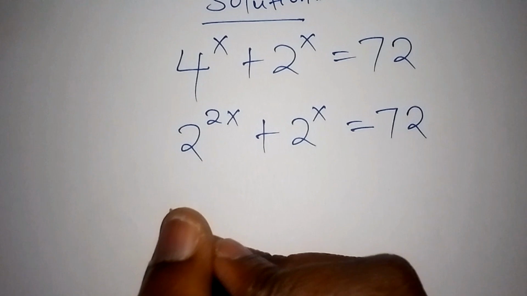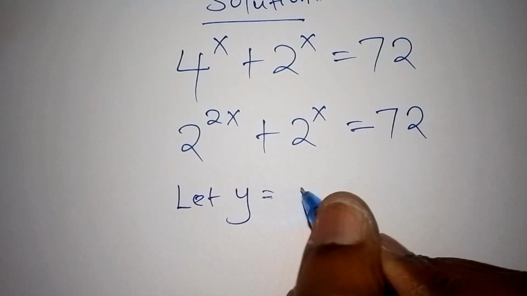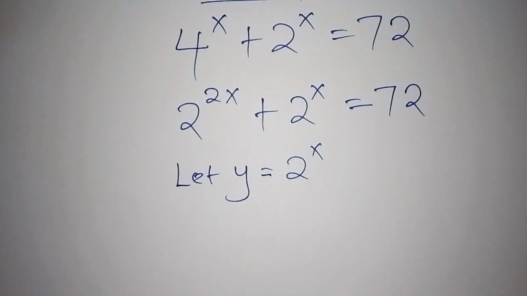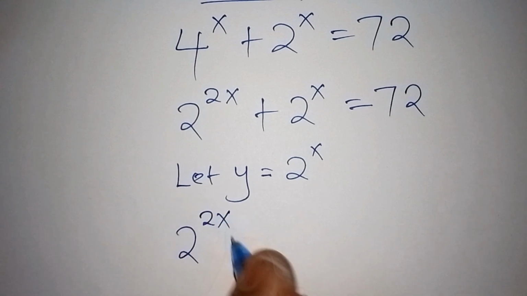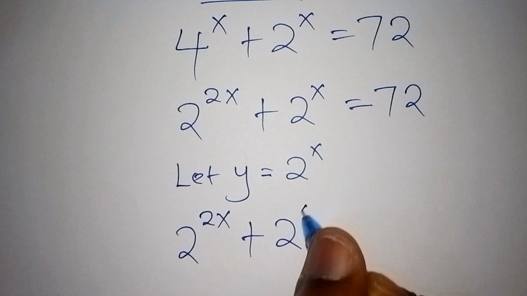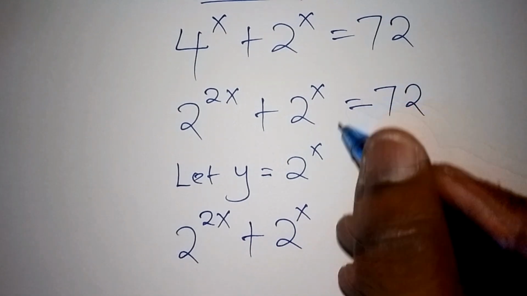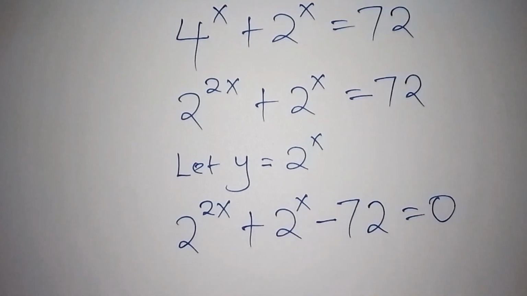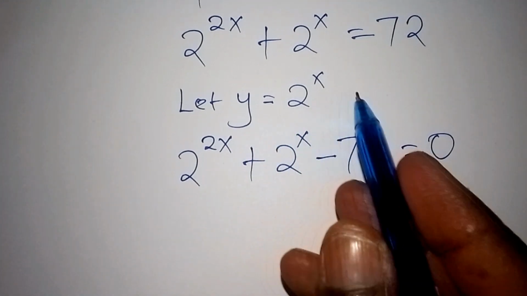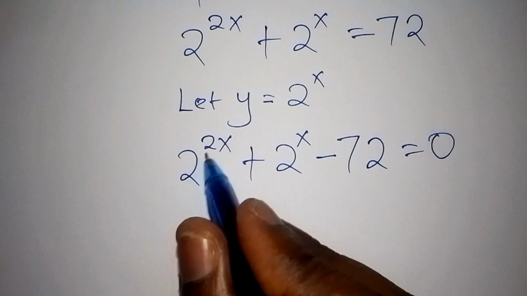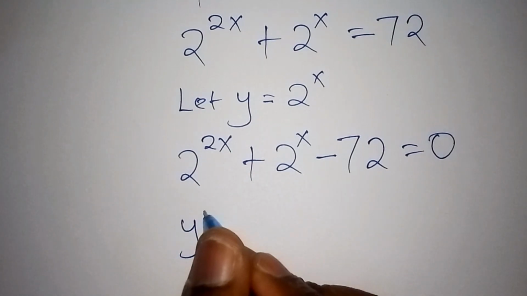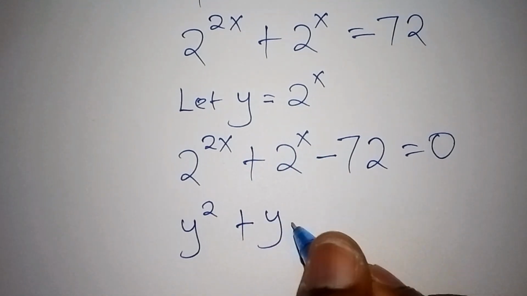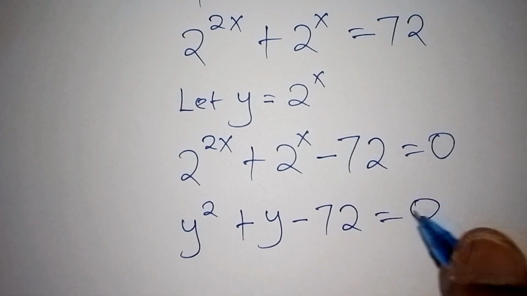So we shall say let y be equal to 2 to the power of x. This gives us a quadratic equation: 2 to the power of 2x plus 2 to the power of x, and the 72, when it crosses the equals sign, becomes minus 72 is equal to 0. Since y is 2 to the power of x, 2 to the power of 2x becomes y squared, and 2 to the power of x is y, so we have y squared plus y minus 72 equals 0.